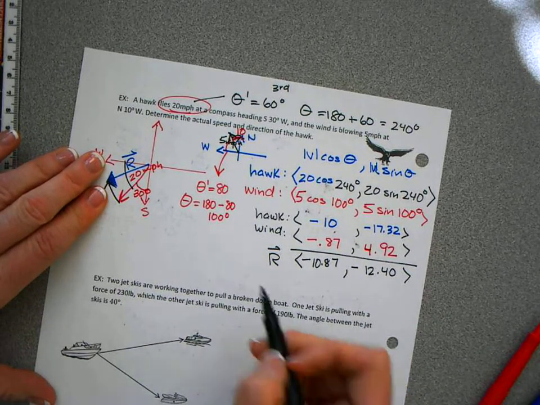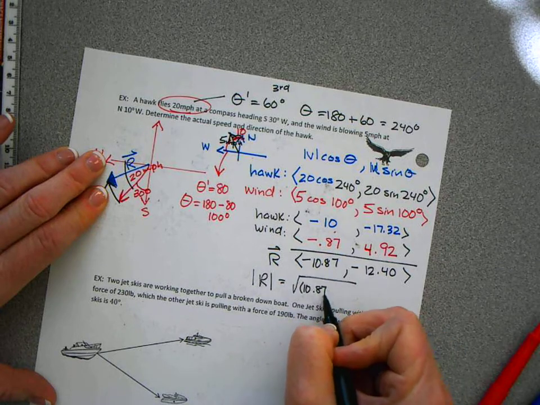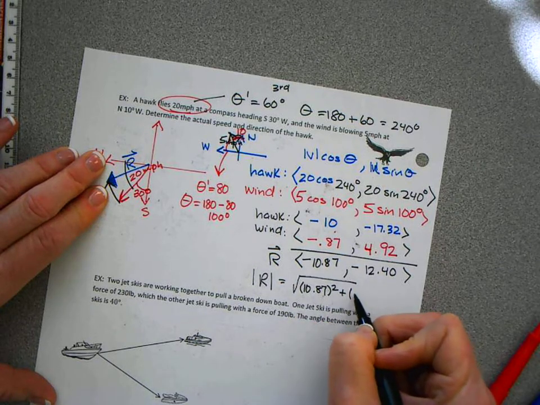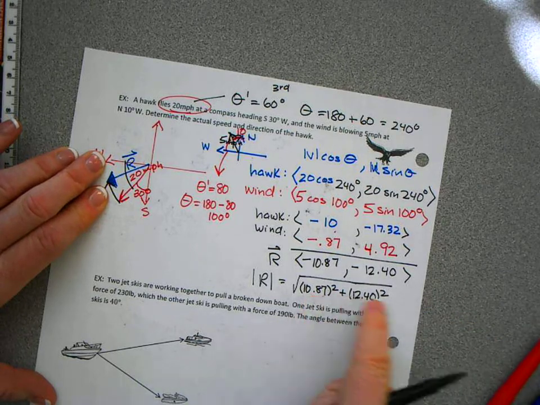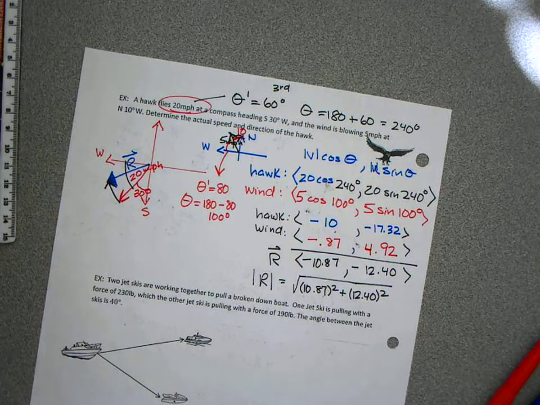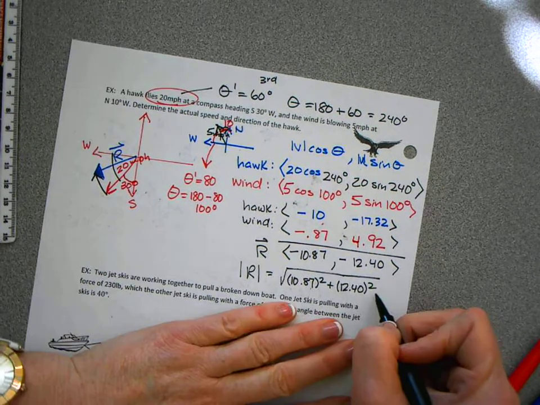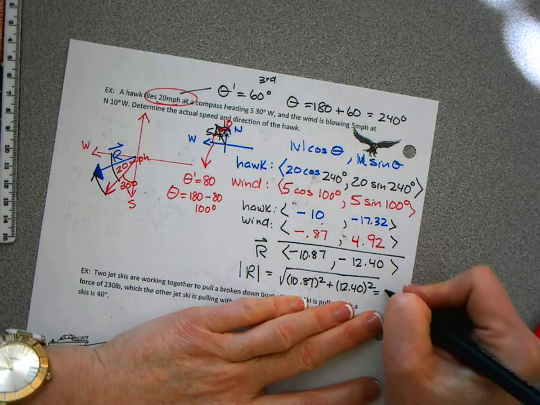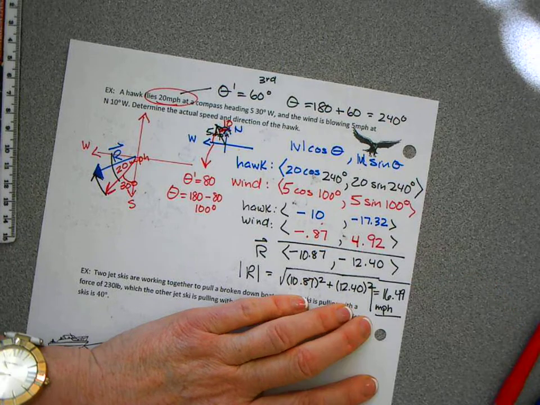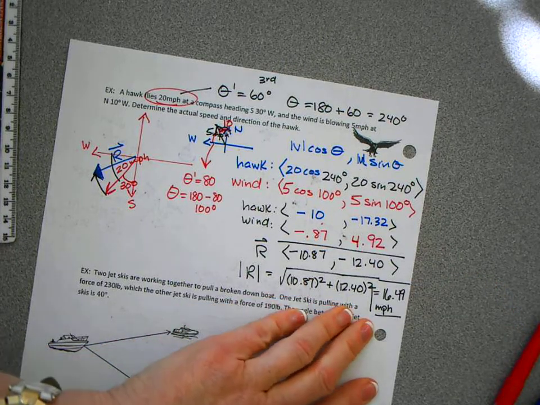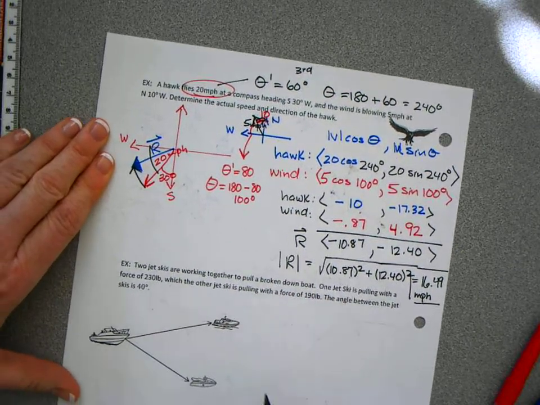We need the magnitude of r. So the magnitude equals the square root of 10.87 squared plus 12.4 squared. And I'm not worried about the negative since it's squared, it's positive. So right now we're only caring about magnitude. So when I plug this into the calculator, I get 16.49 miles per hour. That is the magnitude of the speed of the hawk that's flying.